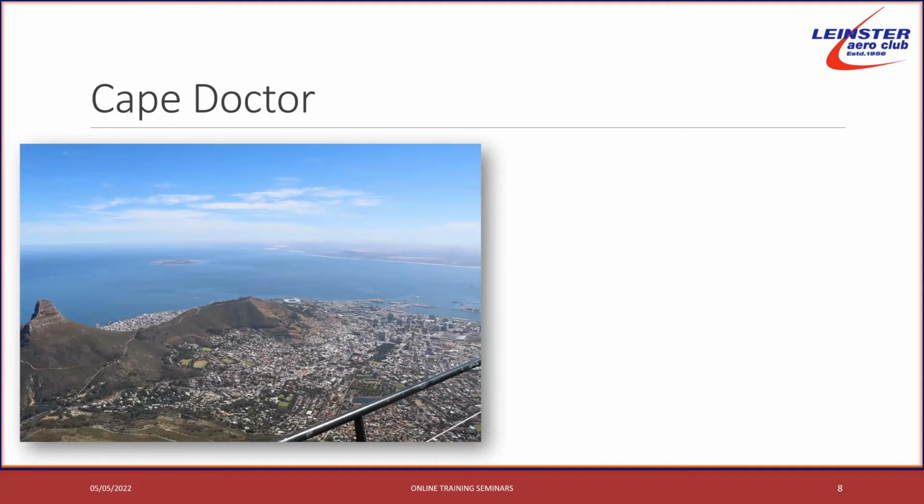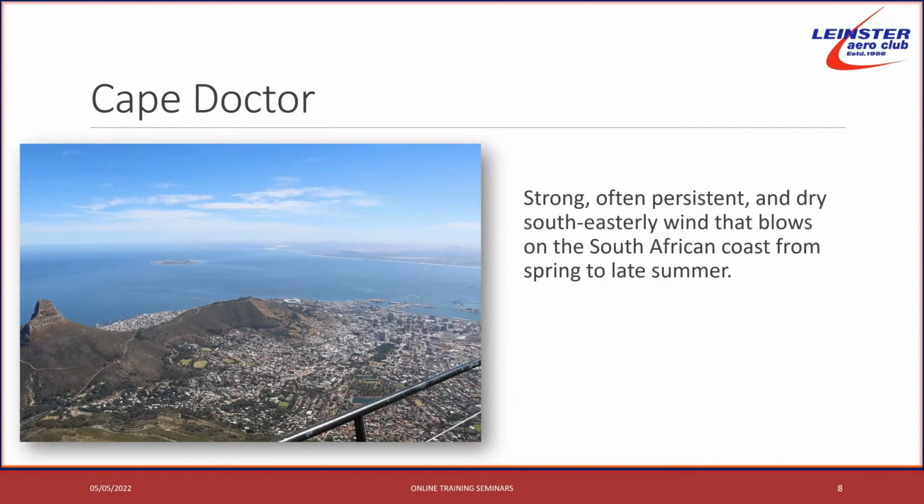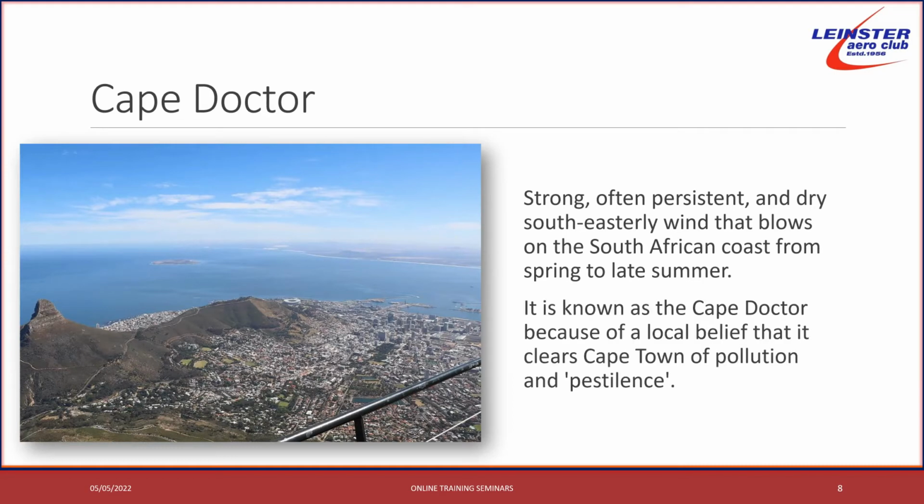Here's another one that's quite well known. It's called the Cape Doctor. That's Cape Town, and in the distance, Robben Island. So the Cape Doctor is a strong, dry southeasterly wind. It blows over the South African coast from spring to late summer. It's called the Cape Doctor because it's believed that it clears Cape Town of pollution and, in the old days, pestilence.